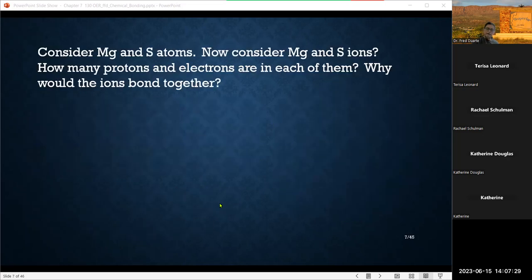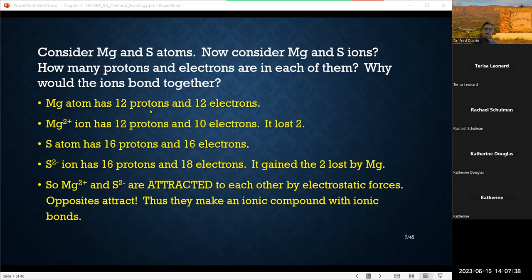Now, let's consider the magnesium and the sulfur atoms, and then we're going to look at the ions, okay? So we have the magnesium atom at 12 protons and 12 electrons, whereas the ion, which has a +2 charge, and we know it has a +2 charge because it's in group 2A. 2A tells you there's 2 valence electrons, and it's a metal, so it's going to lose those 2 valence electrons. Plus, we end up with a +2 charge for the ion. So now it still has 12 protons, but now it has 10 electrons.